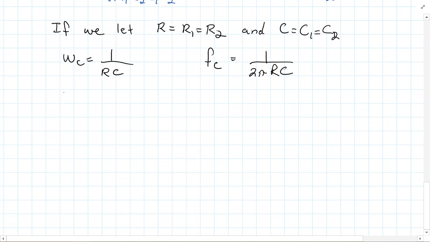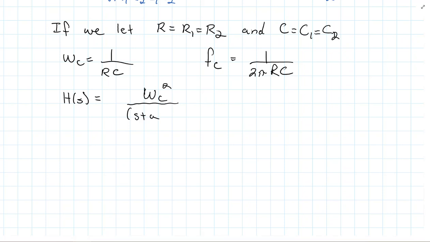And with this, we also wind up with the transfer function being, I'll say here, omega C squared is what's going to be on the top over s plus omega C quantity squared. Now that's if we let R1 equal R2.